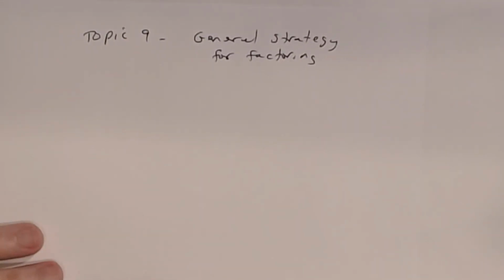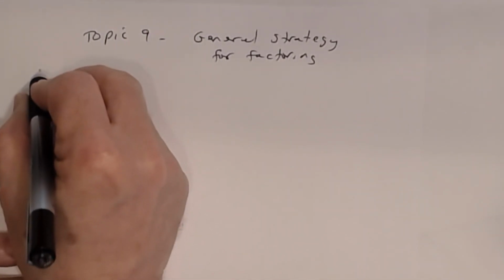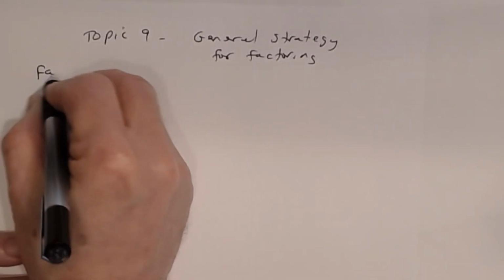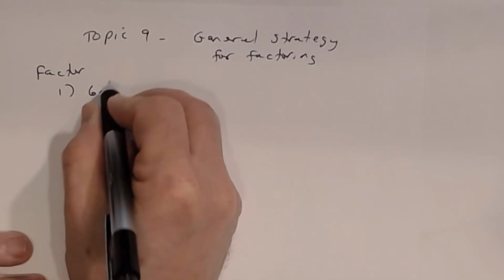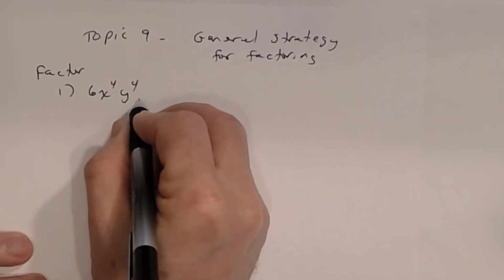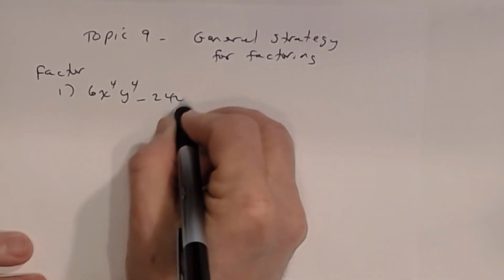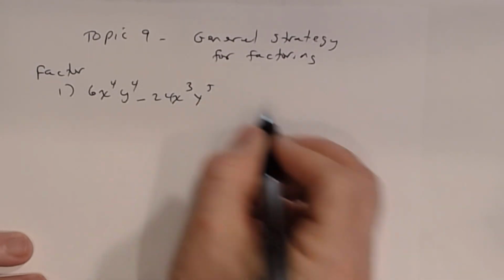All right, topic 9, general strategy for factoring. All right, let's look at the first one. So we'll say factor. Okay, number 1, we have 6x to the fourth, y to the fourth, minus 24x cubed, y to the fifth.